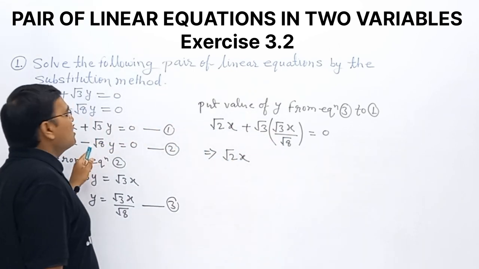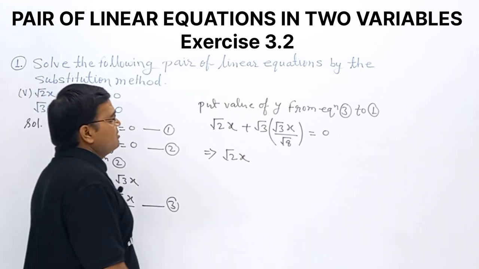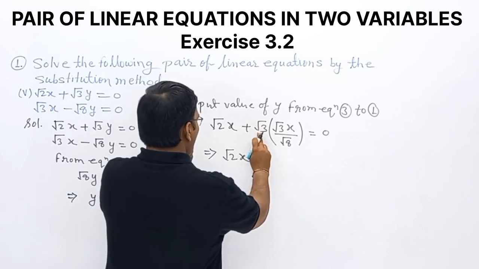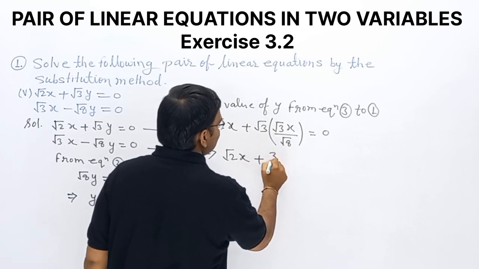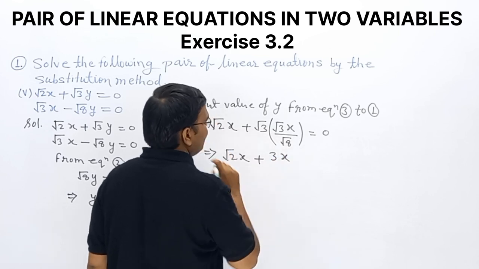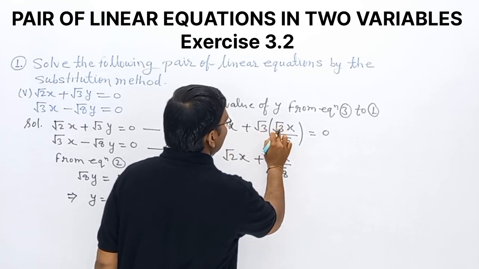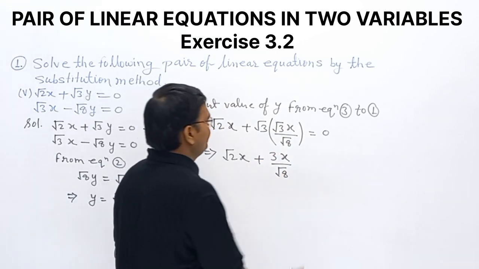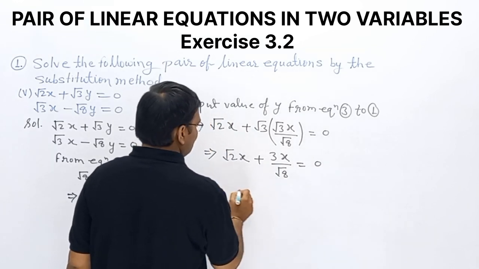Although these equations are in two variables, we now have one. We multiply root 3 into root 3, and we get 3x divided by root 8. Root 3 multiplied by root 3 will be 3, so the square root is removed. This is equal to 0. Now take the LCM.